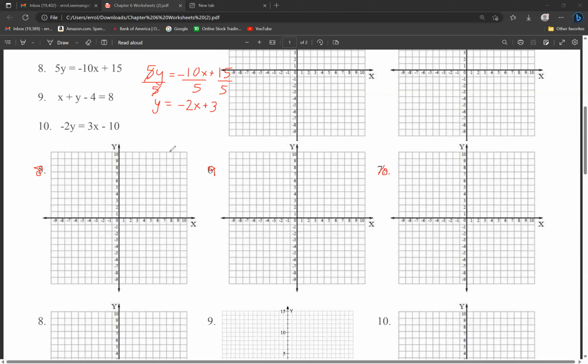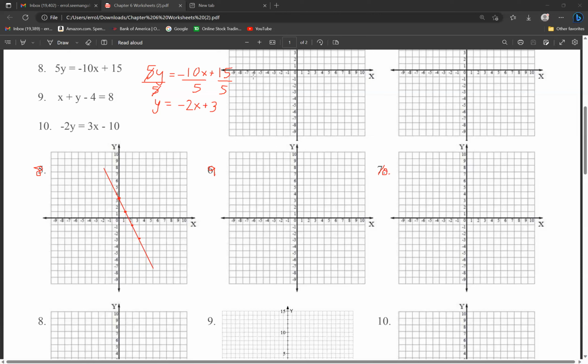All right, where's the first dot on number 8? 0, 3. Where's the second dot on number 8? Move down 2 and right 1. Yeah, exactly. Down 2, right 1, down 2, right 1, down 2, right 1. Like that. Okay, good on 8.